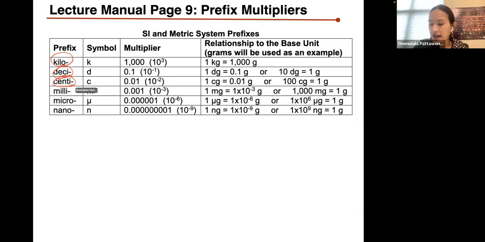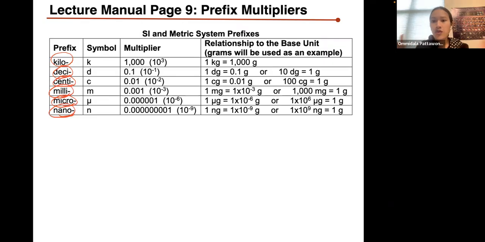Centi is smaller than deci but bigger than milli. Milli is smaller than centi but bigger than micro. Micro is smaller than milli but bigger than nano. And in this course, we are going to keep nano to be our smallest.